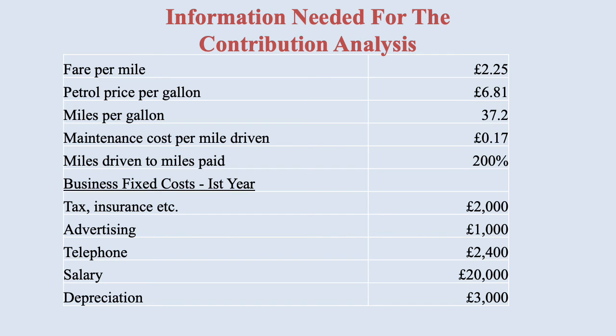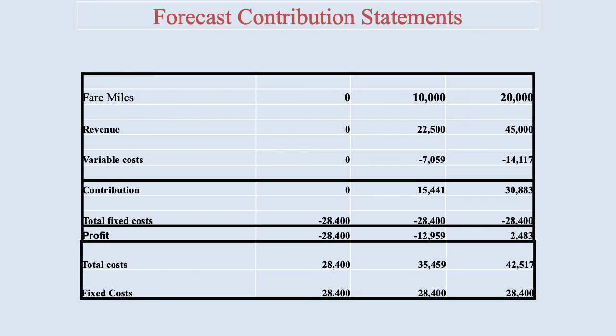This is the information that you need in order to work out the cost behavior and the revenue behavior for Andy Cabs. The fare per mile, the petrol price, the miles per gallon, and so on. And then the fixed costs, ones that don't change with the number of miles driven. Based on this, we can then draw out contribution statements. Let's see one. This statement is miles related. It's going up at intervals of 10,000 miles and shows the revenue and the variable costs incurred at those levels. Revenue less variable costs gives you contribution. When you deduct the fixed costs, you get the profit. Now let us look at that as a graph.